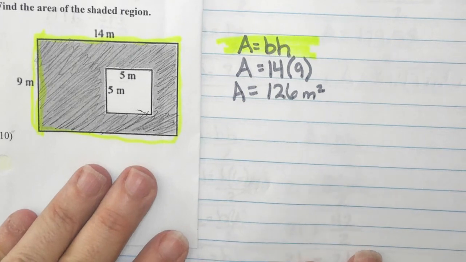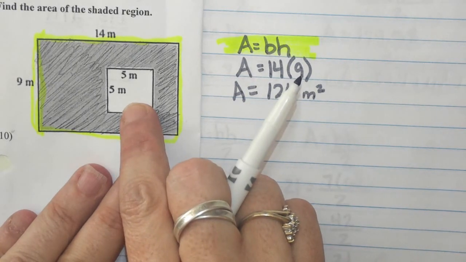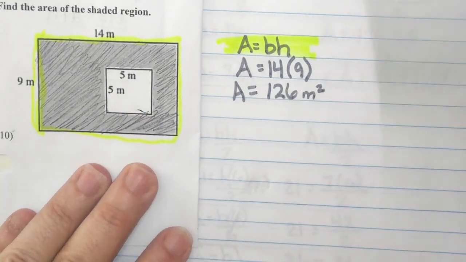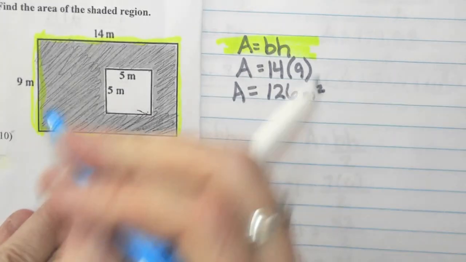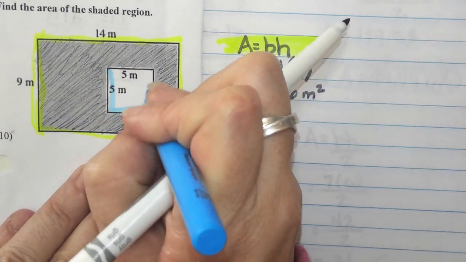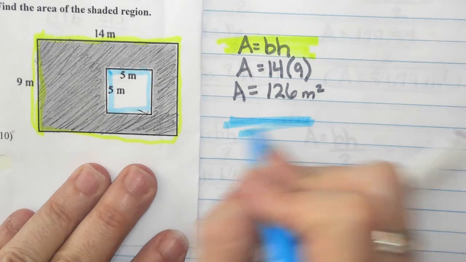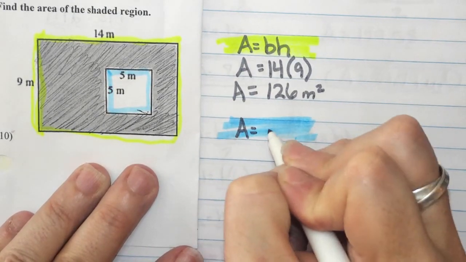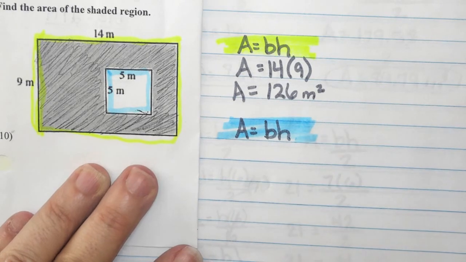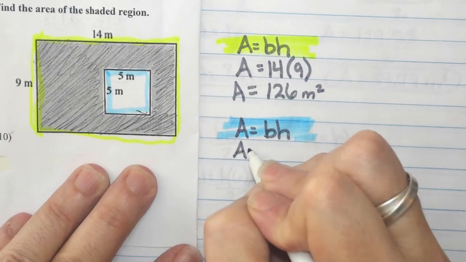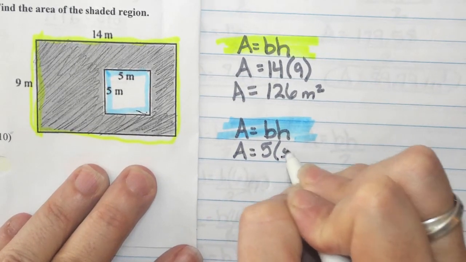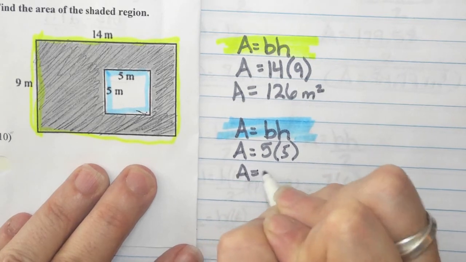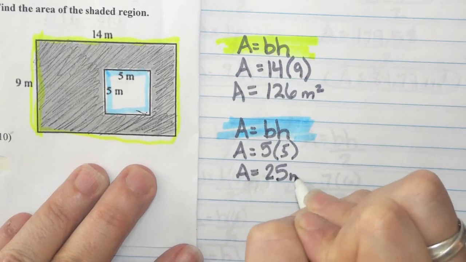Now I'm going to do this middle square, which I know is kind of silly. We already know the answer, but when I do this part in blue, a square's formula is the same thing. Base times height. 5 times 5. I realize this is easy, and it's 25.